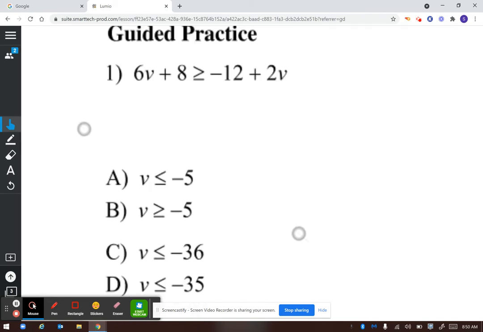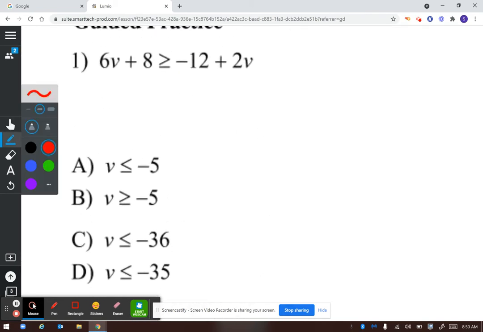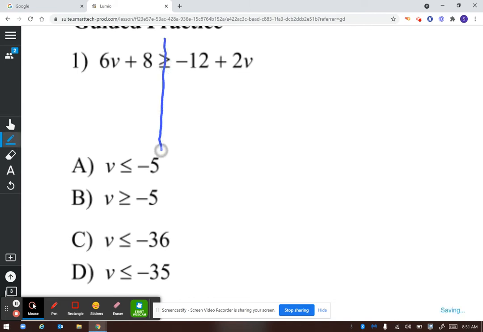I'm going to blow this up. So we'll go ahead and we'll start like we do any other solving equation problem. We like to draw a line down the middle. And me personally, I pretend like it's a line of scrimmage at football. And so the 6 is team V, 8 doesn't have a V, so it's team number, and 12 doesn't have a V, so it's team number, and 2 has a V, so that's team V.